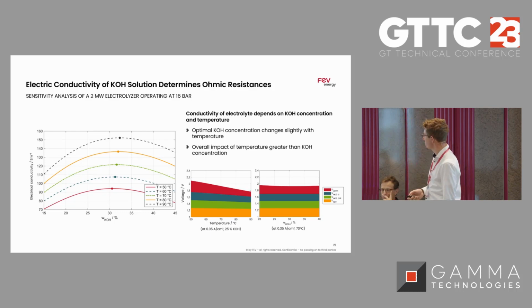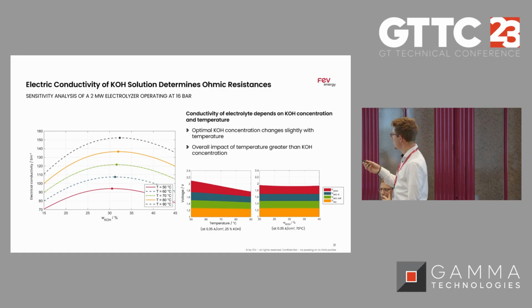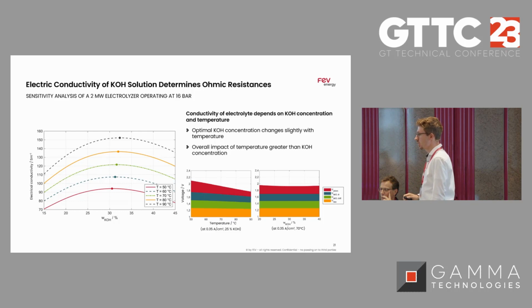The left of this one is varying temperatures, so here we can see a huge impact if we increase temperature, that the overall resistances go down, whereas for the KOH solution it really has this minor dip, but there's still like a 1%, 2% increase opportunity if you match the KOH concentration correctly with your temperature.